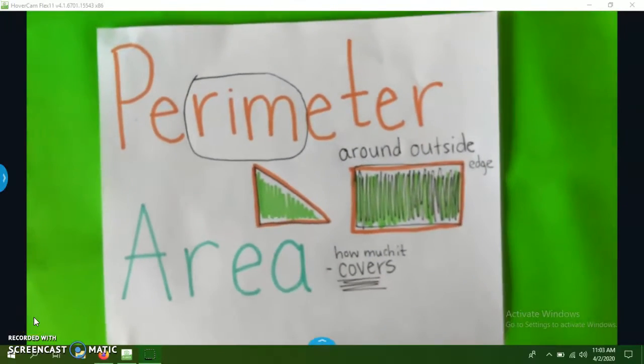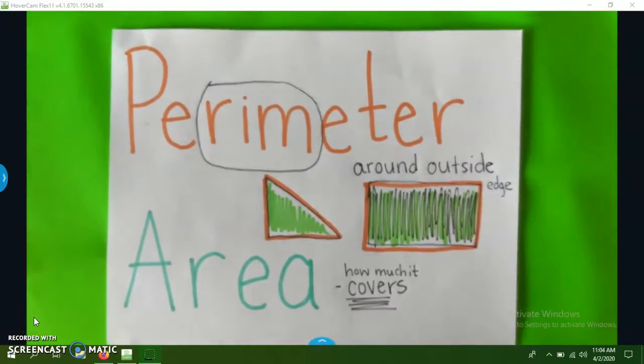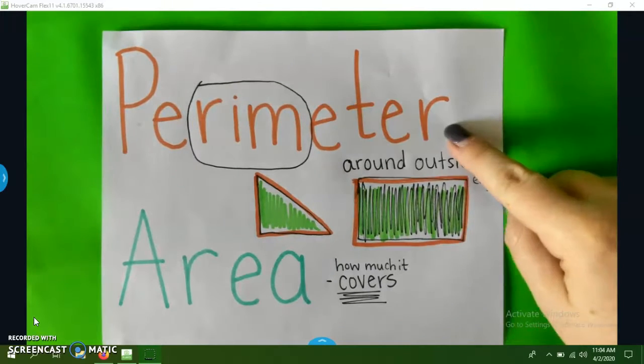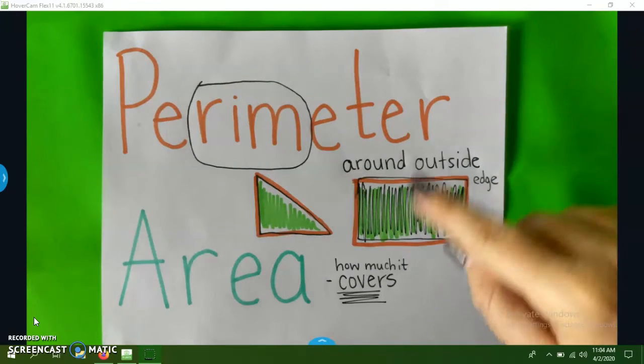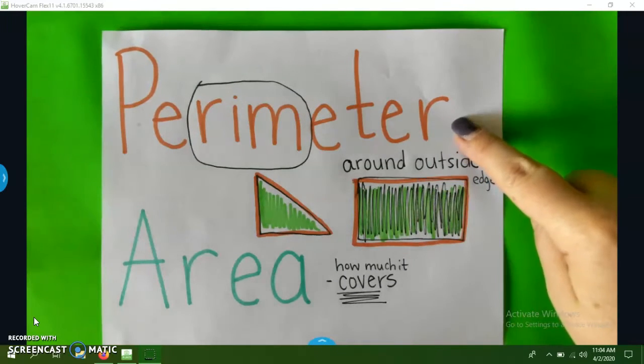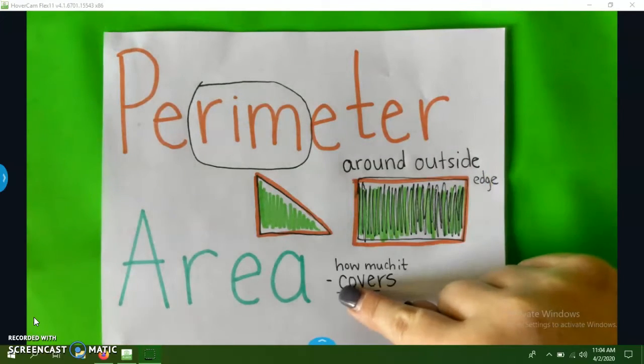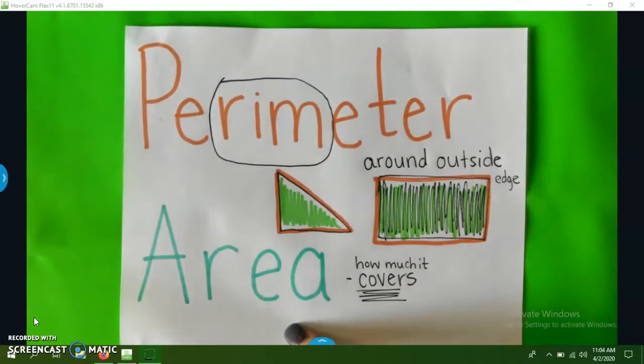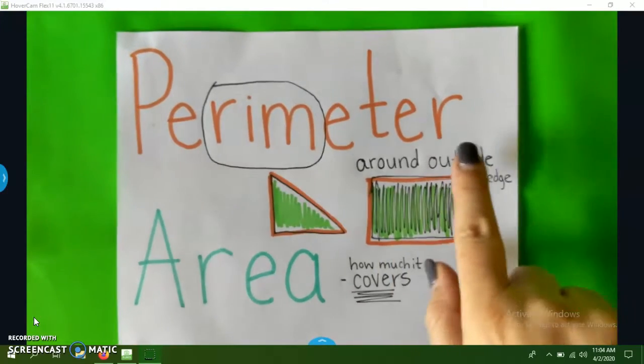Alright, we are going to look at the perimeter and area of shapes today. Our goal is to make sure that we know the difference between perimeter and area, and we know how to find the perimeter of a shape, and we know how to find the area of a shape. These two words you should have heard before, so I just started you with a couple of definitions.